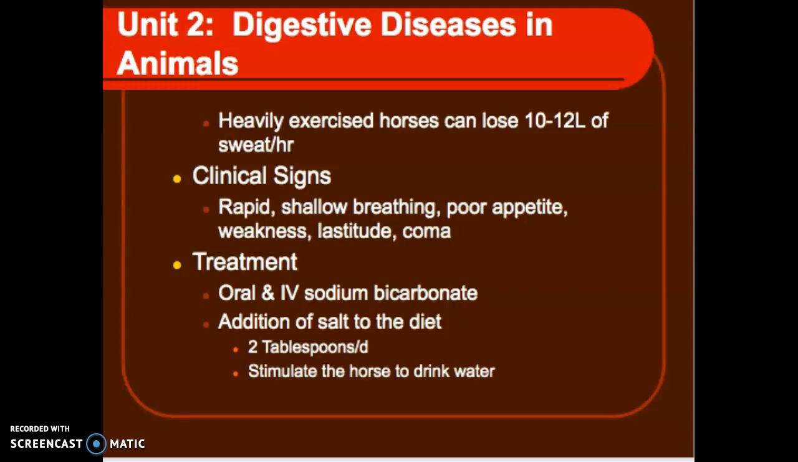If you can handle it orally, introduction of sodium bicarbonate, if you can get them to drink it, that's great. Most of you, if you have to go intravenous, are probably going to call your veterinarian. And then it talks about addition of salt to the diet, 2 tablespoons per day. Most of you, I'm going to guess, would make available a salt block to horses.